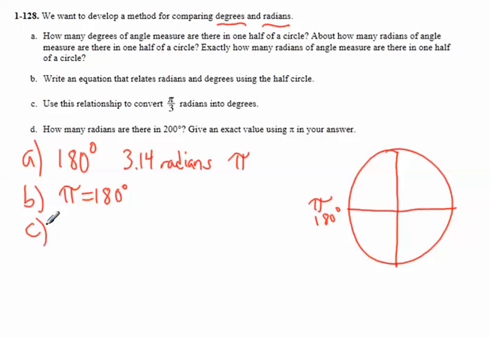Part C, use this relationship to convert pi over 3 radians into degrees. Well, we can do that by setting up a ratio that will cancel out our pi. If these are equal to each other, I can write a giant 1 by saying 180 over pi. This is equal to 1, just in two different units. This is in degrees and this is in radians. So the pi values cancel out and I get 180 over 3, which reduces to 60 degrees.